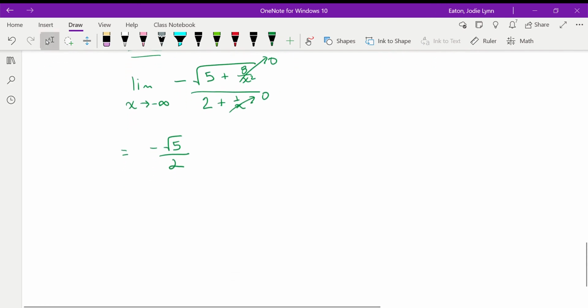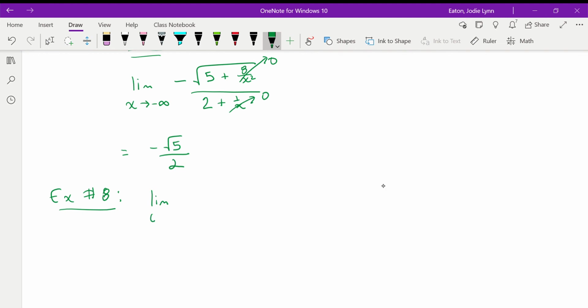So let's do another radical one. I know you guys were just really excited about doing radicals, and I've saved the hardest and best one for last. This is not the last one. The next one is really going to be quite fun. So we've got the limit as x approaches 0 from above of radical x plus 4 minus 2 over x.